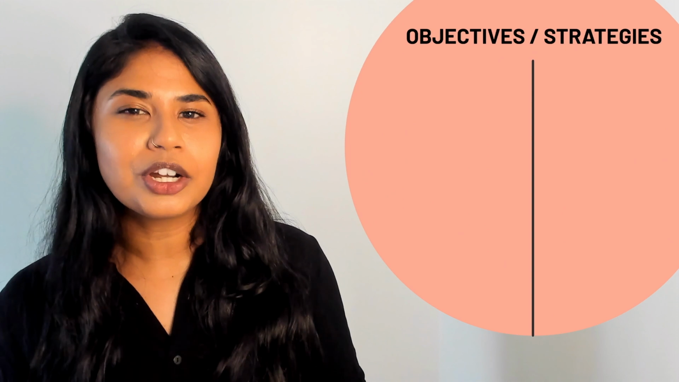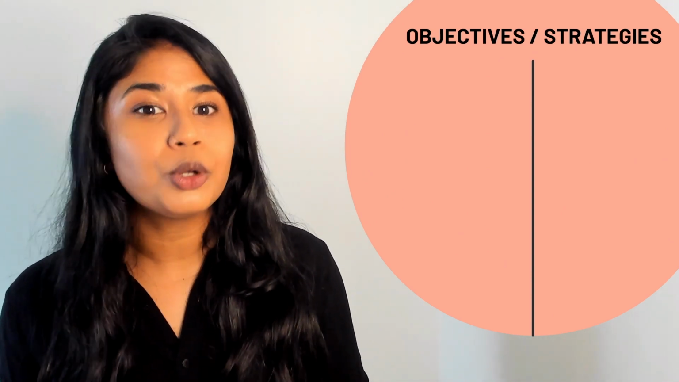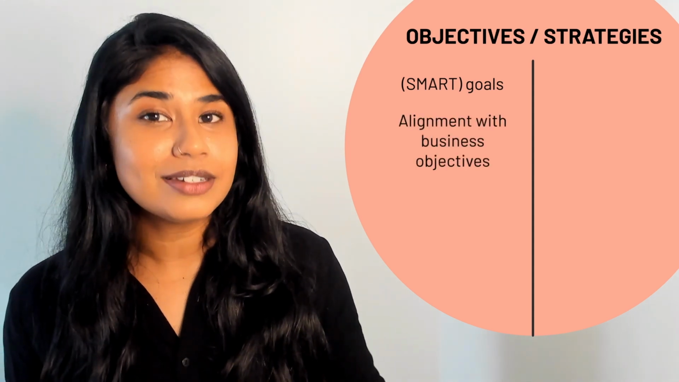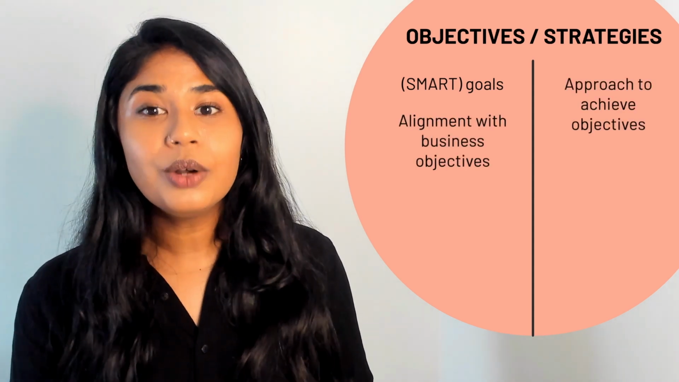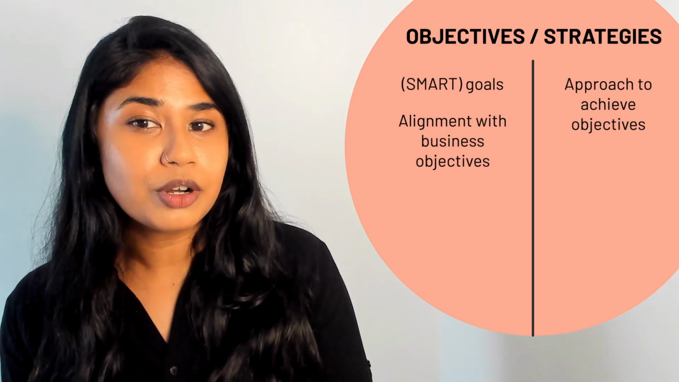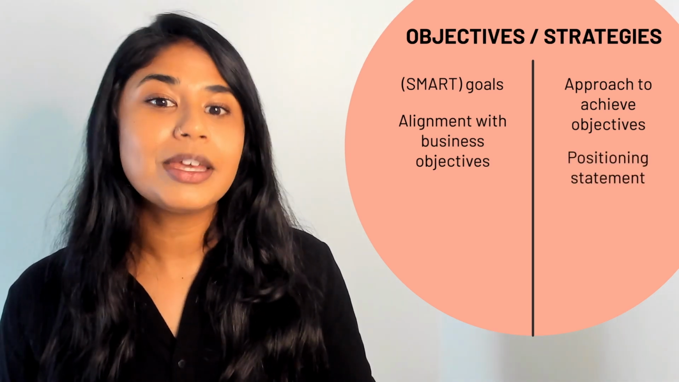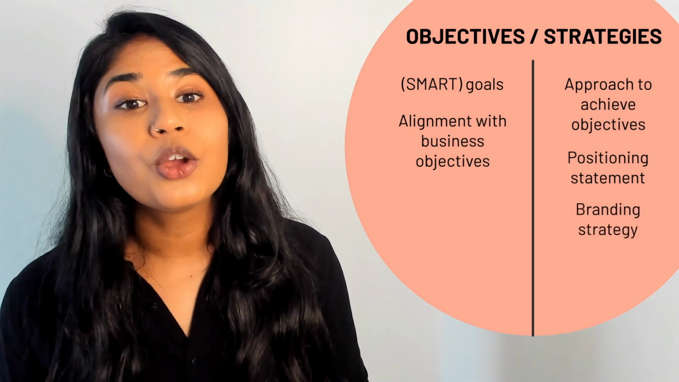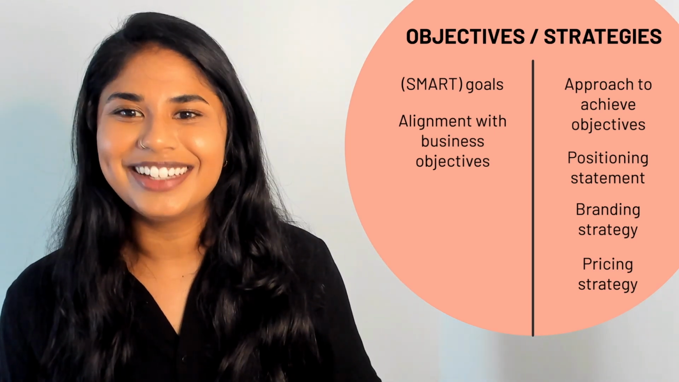After, make sure your marketing objective outlines are clearly defined as measurable, achievable, relevant, and time-bound SMART goals that are aligned with your business objectives. And for your marketing strategies, start with defining the overarching approach to achieve these objectives. Then include a strong positioning statement that's coupled with a well-defined branding strategy. And lastly, incorporate your pricing strategy to establish pricing objectives and methods.